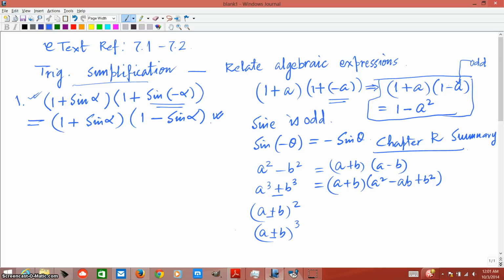Hi, I'm going to work out some problems from section 7.1, 7.2 of Lyell's e-text. This is about simplifying trigonometric expressions. First thing, you actually have to think about relating algebraic expressions. If you know how you would simplify an algebraic expression of this similar format, then you will have a good grip on simplifying those trig expressions as well.